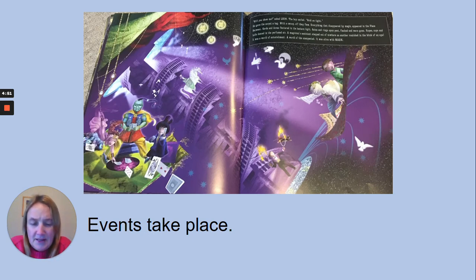Then the next few pages we looked at where Leon goes and what's there, and how he's shown around this place between. And we can simply summarise that by saying, well, events take place.